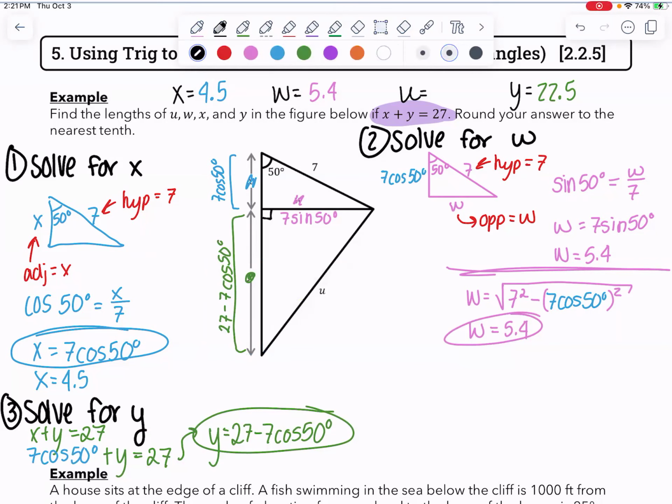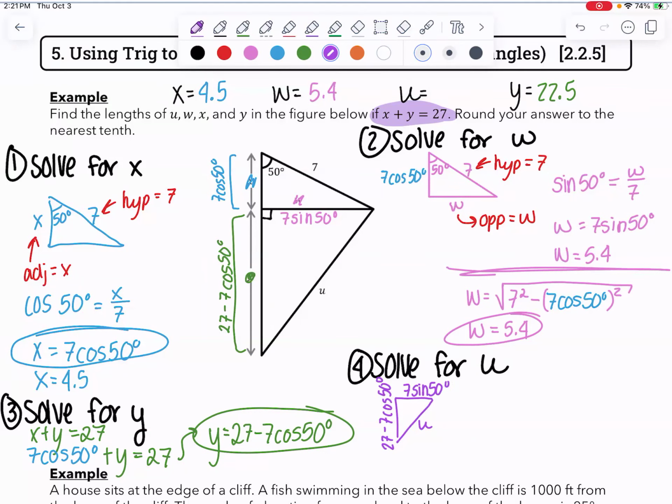To solve for U, we are stuck with the Pythagorean theorem. And it's messy, but we can do it. It's just a teeny bit messy. So we have this triangle here. We're solving for U. We know one of these sides is 27 minus 7 cosine of 50 degrees. We know that the top side is 7 sine of 50 degrees. This is a mess.